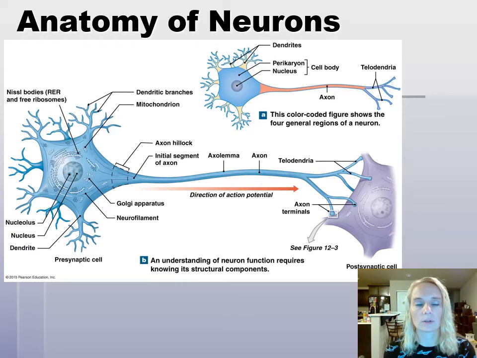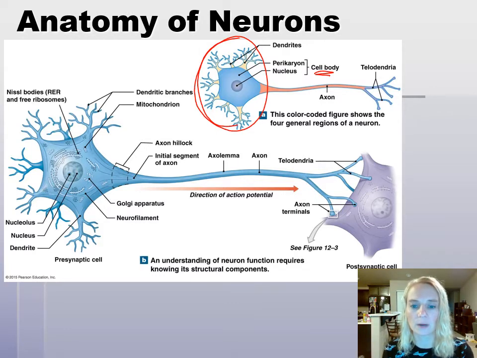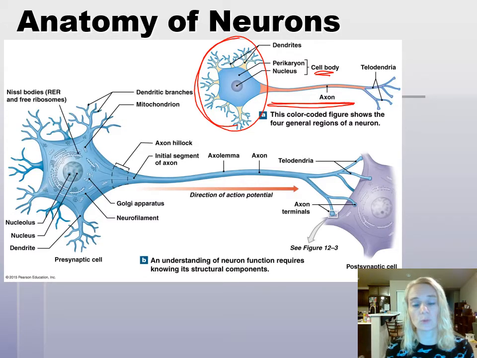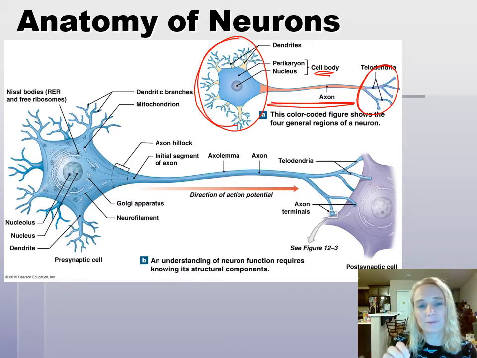There's three major regions of a neuron. We have the cell body, sometimes called a soma. You might see that word. We have the axon, which is the long, skinny extension or process. We use the word process when we talk about things that branch off of stuff. And then we have the telodendria or the synaptic terminals. So those are the three major regions. I'm going to go over each one a little bit.